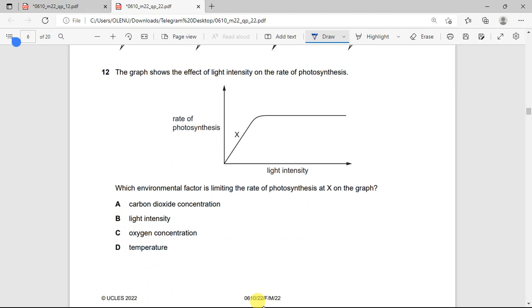Now, question 12. The graph shows the effect of light intensity on the rate of photosynthesis. Which environmental factor is limiting the rate of photosynthesis at X? Increase in light intensity increases the rate of photosynthesis, but you get to a point where no matter the increase in light intensity, other factors can become limiting. So what is limiting photosynthesis here? It will still be light intensity, because light intensity is not at optimum. So the limiting factor is still light.